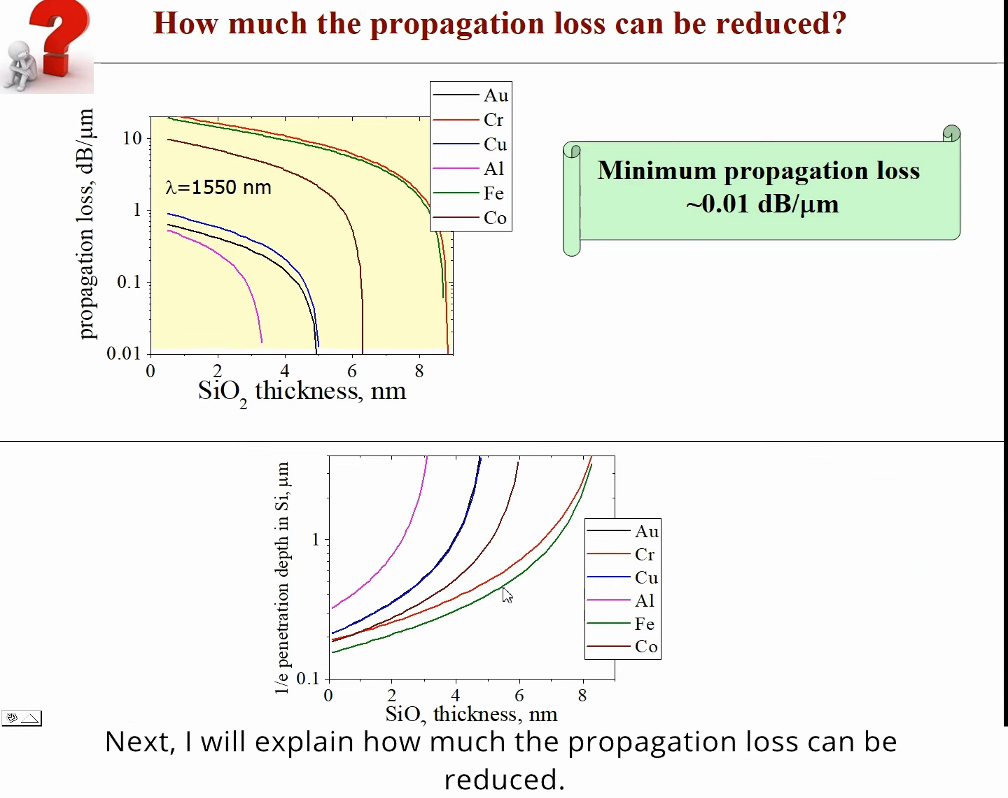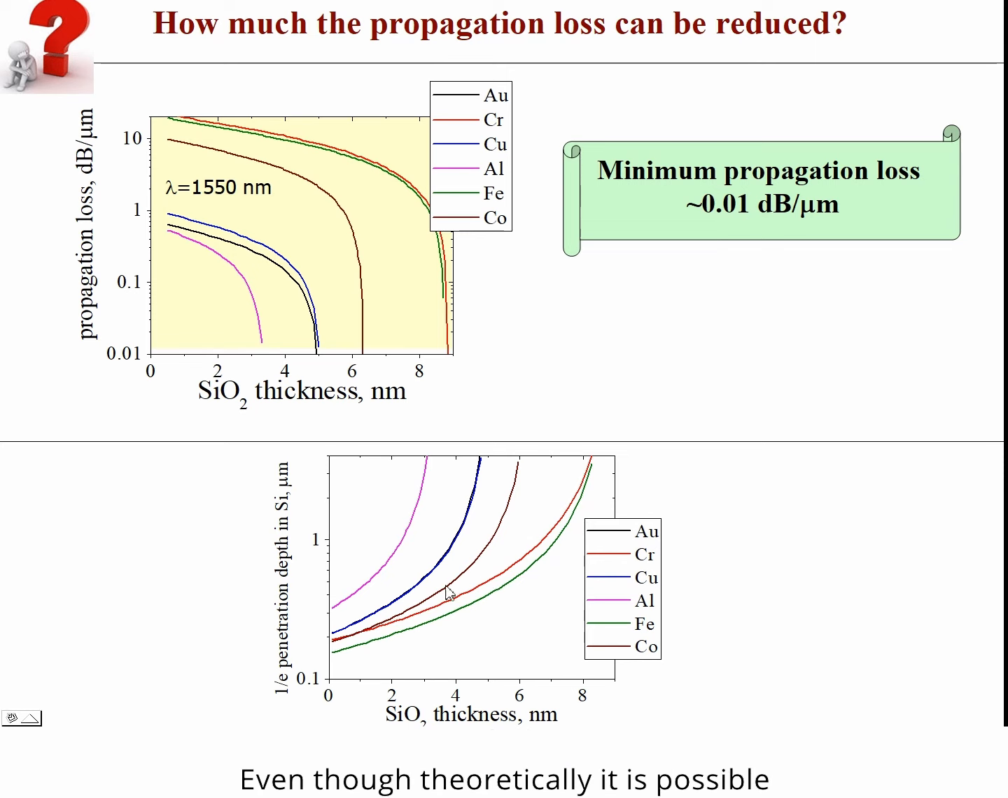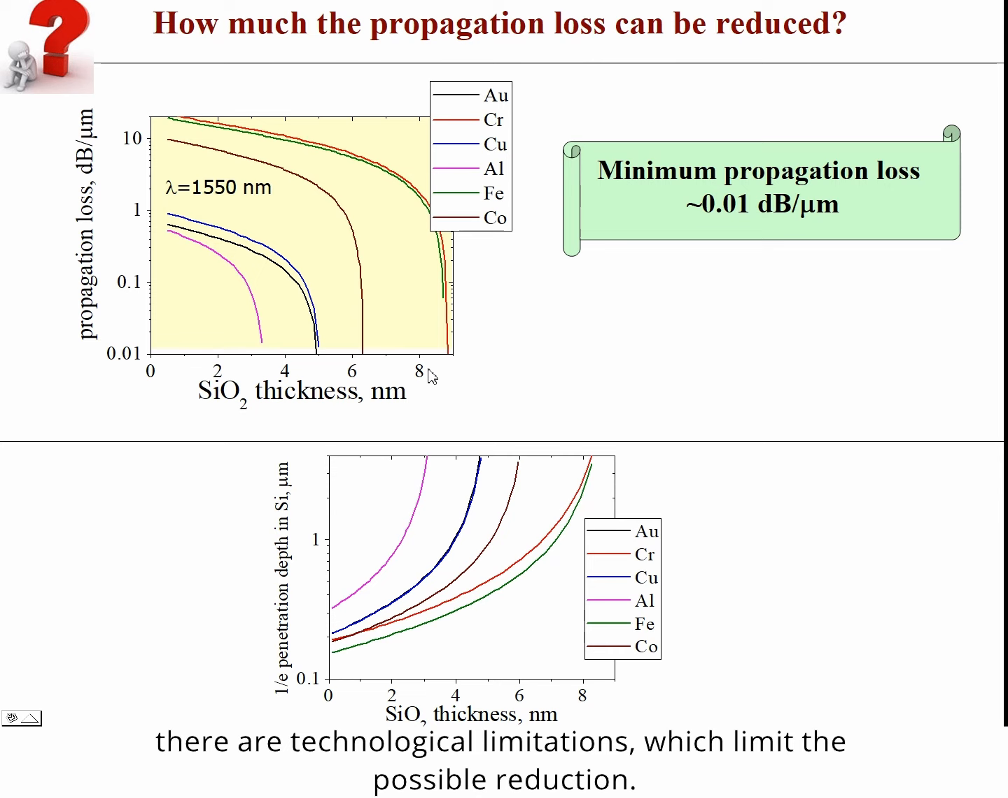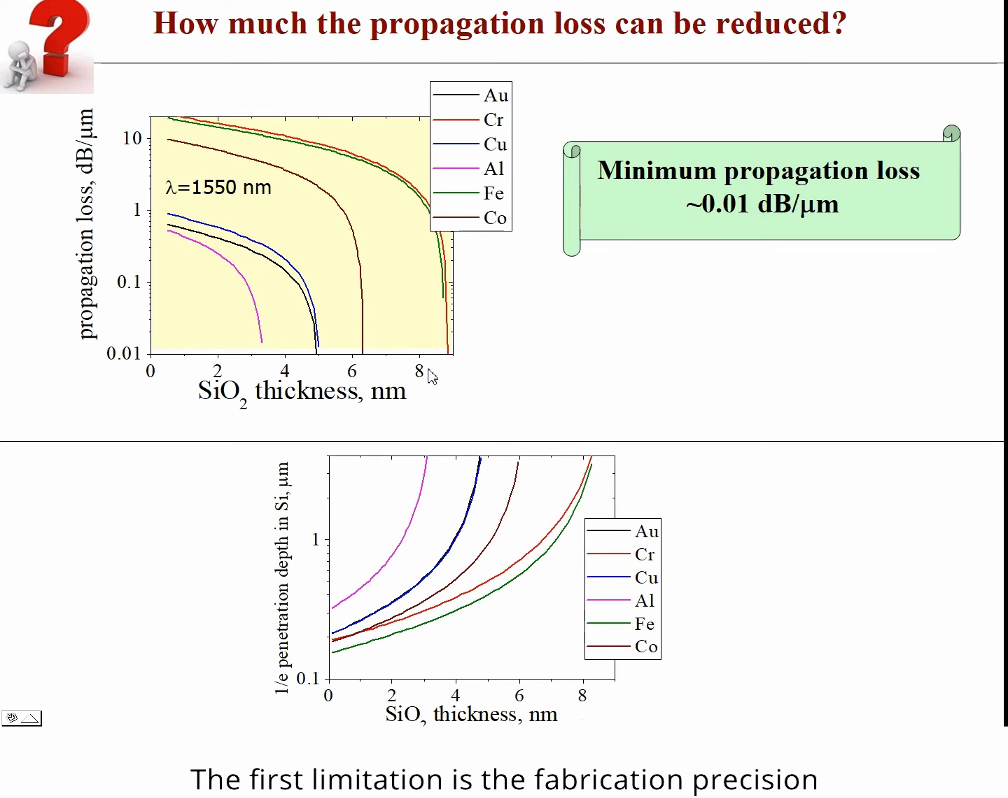Next, I will explain how much the propagation loss can be reduced. Even so, theoretically, it's possible to reduce the plasmonic propagation loss to an ever smaller number. There are technological limitations which limit the possible reduction. The first limitation is fabrication precision and roughness of a thin dielectric layer. As you can see, the required fabrication precision is more severe for chrome, iron, and cobalt than for gold, aluminum, and copper. Another technological limitation is the penetration depth of optical field into dielectric.